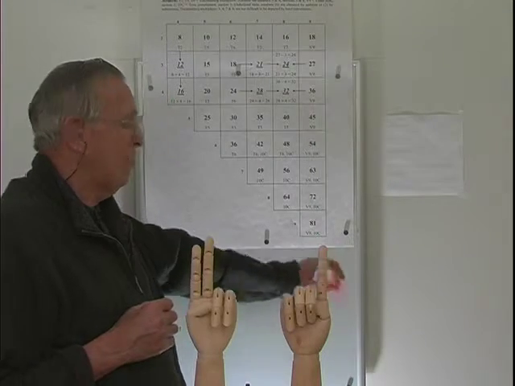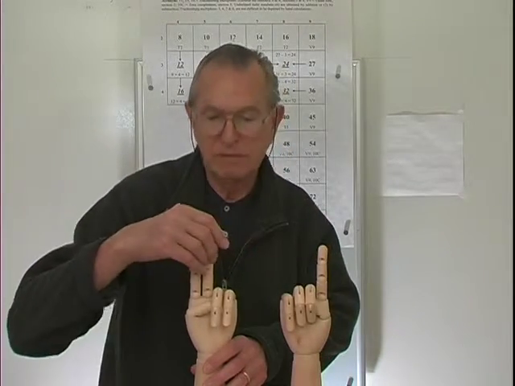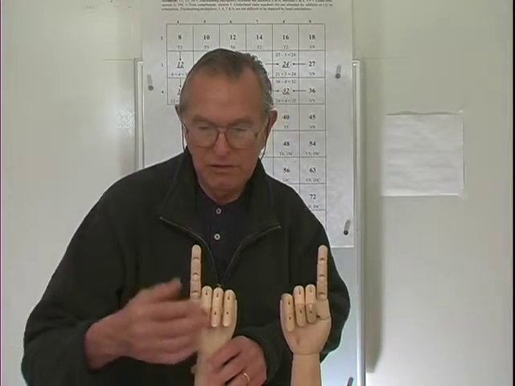Just one more. What about 9 times 9? This is already a 9. So there it is. 9 and 1 is 10, the 10's complement. Multiply 1 times 1.